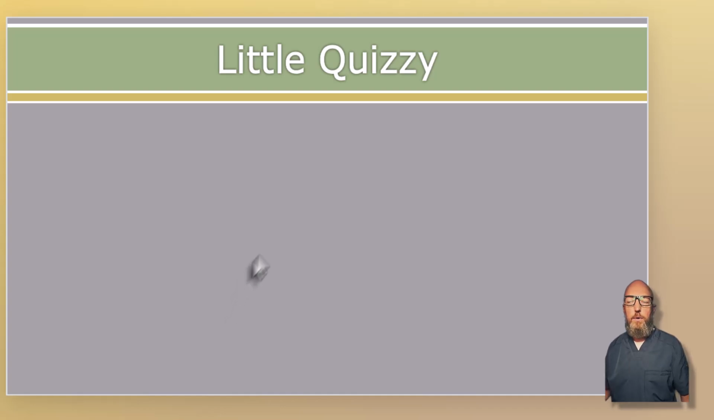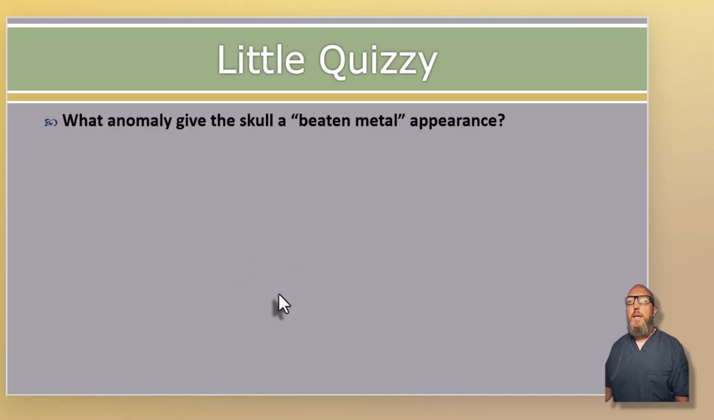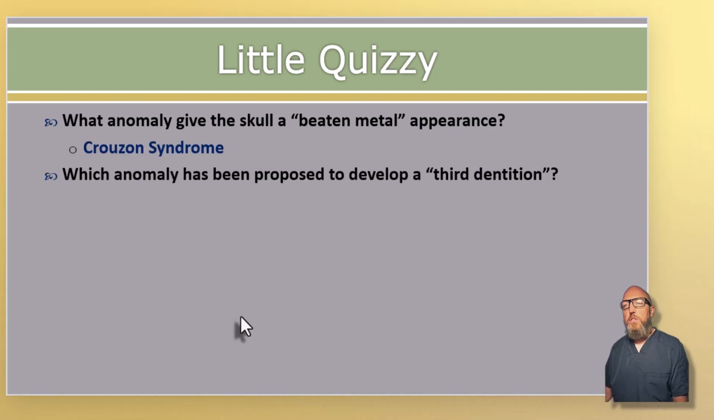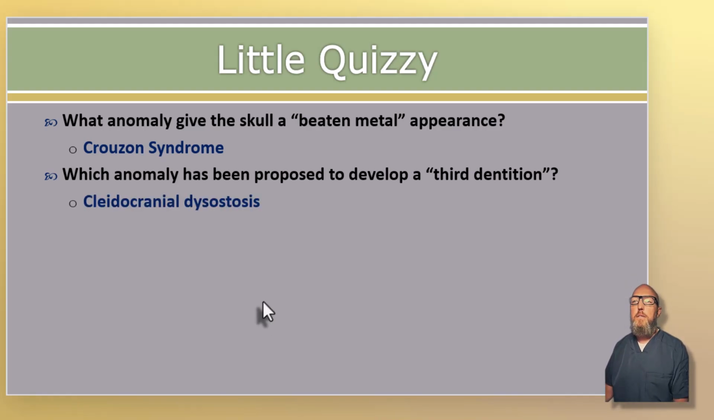All right, quiz for you now. Which one gives the skull a beaten metal appearance? Remember that one? If you don't, that was the Crouzon syndrome, which has been proposed to develop a third dentition. I moved that into the multifocal opacities, so we talked about that earlier. But that's our cleidocranial dysostosis.